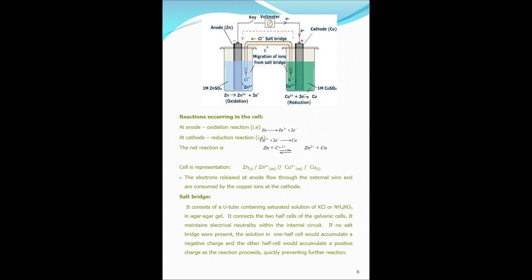The left side container is the oxidation half cell, and the right side container is the reduction half cell. Both the half cells are connected with each other, and only then does it become a complete cell. The left side container will act as anode, which undergoes oxidation, with loss of electrons. And the right side container acts as cathode, which undergoes reduction, where the gain of electrons is involved.